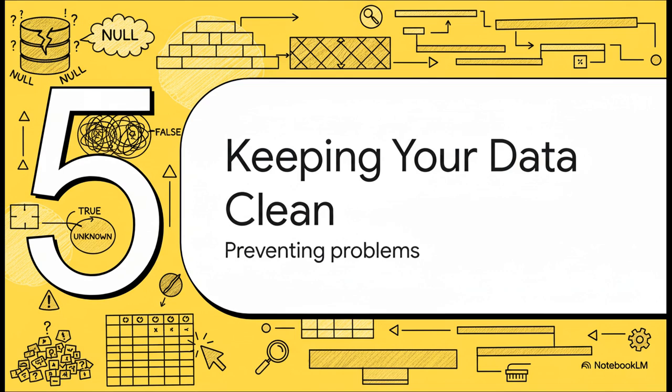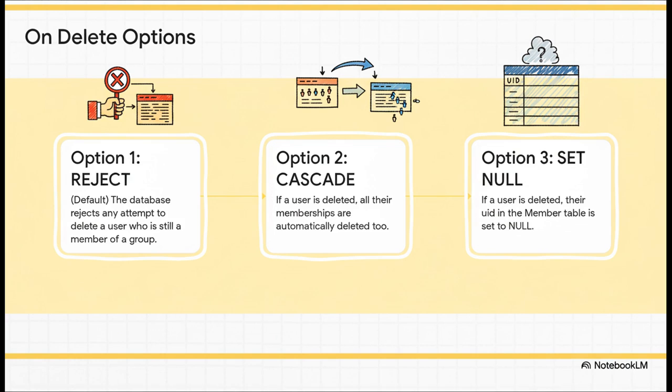So far, we've been talking about how to deal with messy data that's already there. But what if we could prevent some of that mess in the first place? A well-designed database can actually help you do that by enforcing certain rules. It's a concept called referential integrity. Let's go back to our users and groups example. What should happen if we try to delete a user who's still in a group?